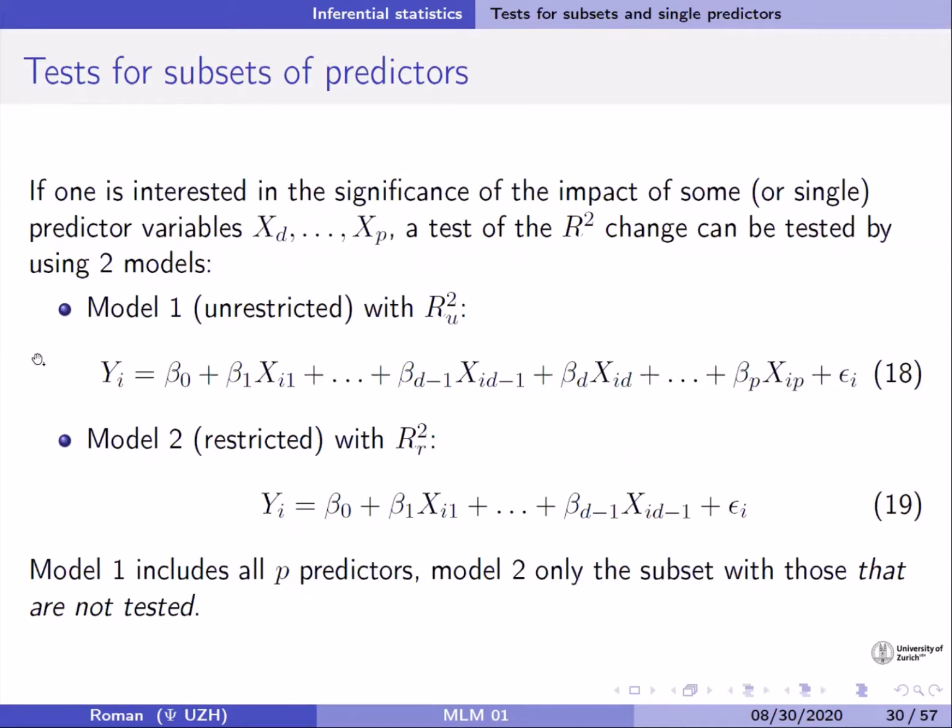We can also test subsets of predictors. This will be very important when we get to multi-level models. So we can test a single predictor or multiple predictors by testing the change in R-squared within a model. So if we have an unrestricted model with P predictors, and then we have a restricted model with less than P predictors, we can test the change in R-squared to determine if the inclusion of the additional predictors in the unrestricted model leads to a significant change in R-squared.